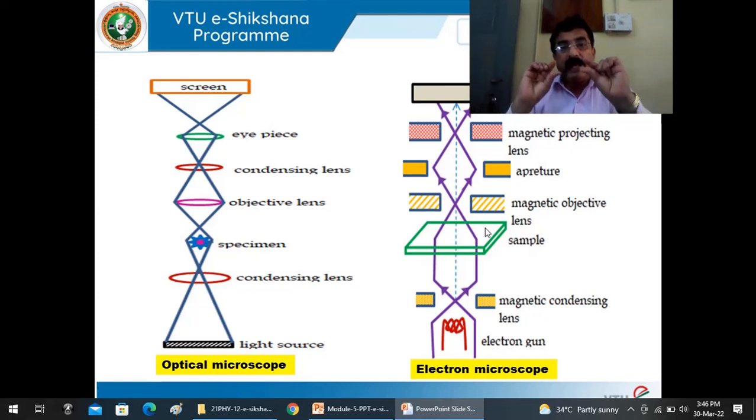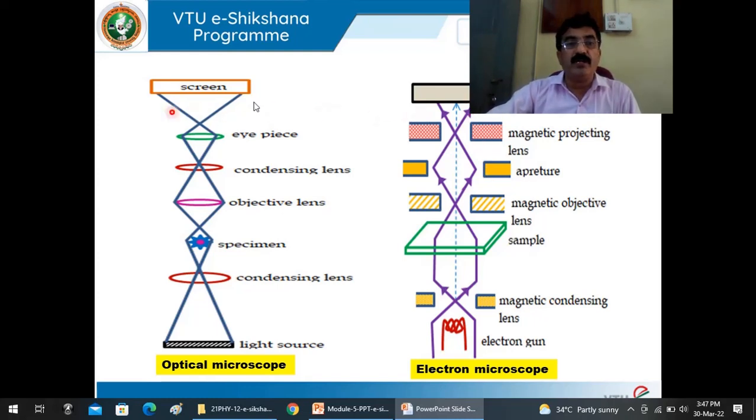Sample must be as thin as possible, otherwise electrons cannot pass through, electrons cannot transmit through the specimen. The name itself suggests it is a transmission electron microscope, so electrons must transmit through the substance. So sample preparation itself is a big task. And then again you need magnetic lens arrangement, aperture means narrow opening, again magnetic lens and the screen, right?